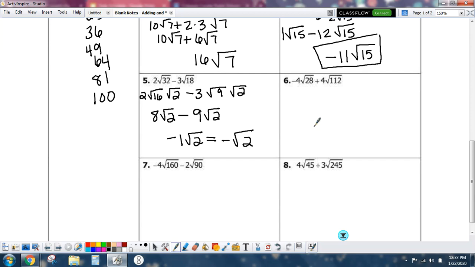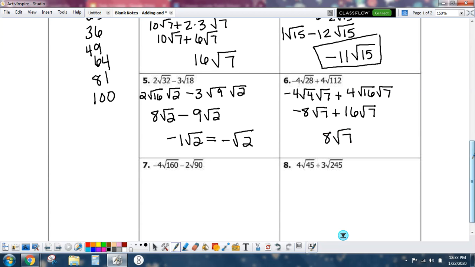Okay, for 6, you're going to go ahead and simplify this to become negative 4 square roots of 4, square roots of 7, plus 4 times the square root of 16, the square root of 7. Go ahead and simplify this. This becomes 2. Negative 4 times 2 is negative 8 square roots of 7. Plus this is 4. 4 times 4 is 16 square roots of 7. And negative 8 plus 16 is a positive 8 square roots of 7.